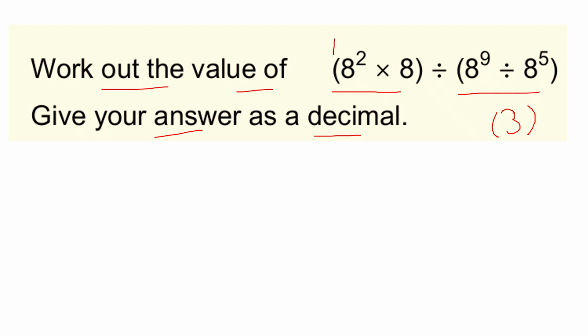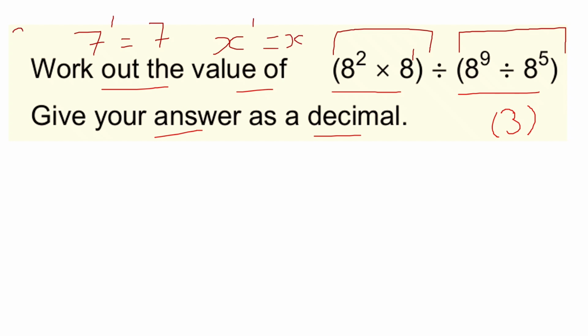So we're going to use our BIDMAS or BODMAS rules to simplify what's inside the brackets first and then do our division. This first one, we've got 8 squared times 8. Now remember, 8 on its own is 8 to the power of 1, so anything to the power of 1 is just itself. If I have 7 to the power of 1, that's equal to 7. If I have x to the power of 1, that's equal to x. Even 0 to the power of 1 equals 0. There's no caveat for this rule.